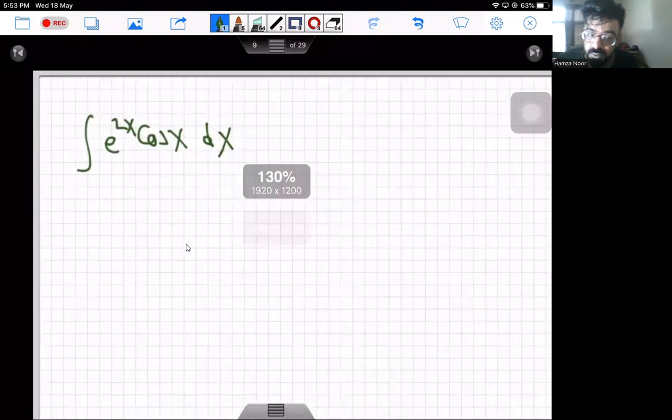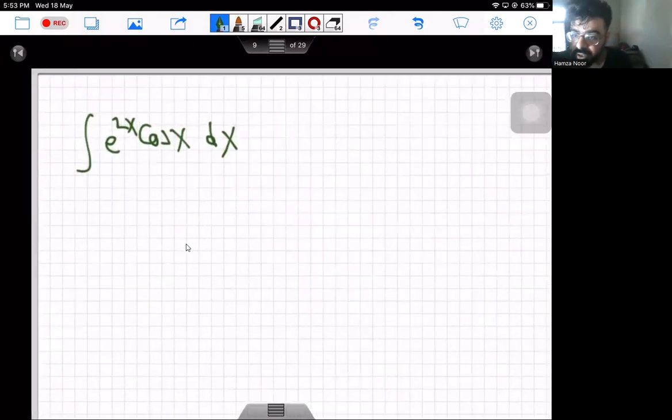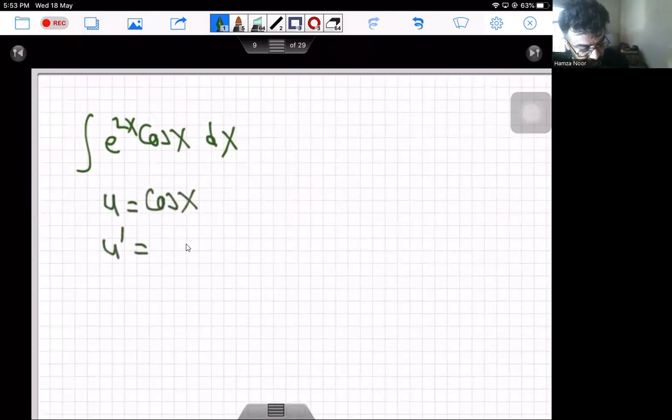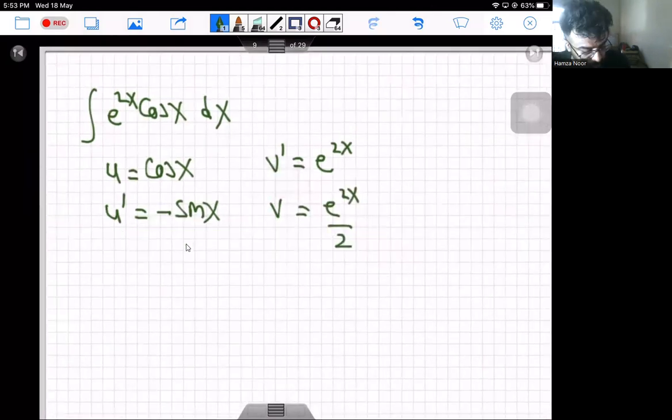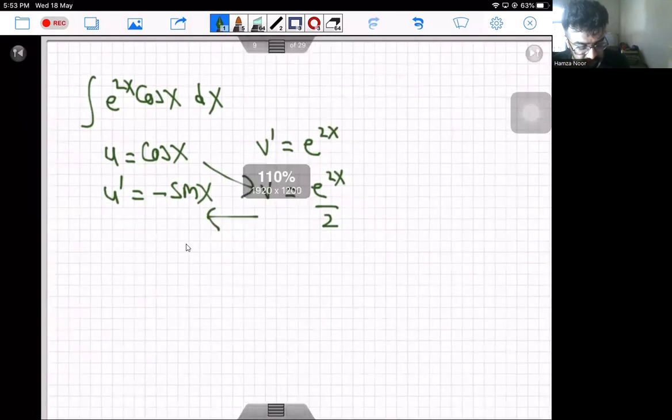So now again, we have to use integration by parts, and we are dealing with one exponential term and one trigonometric term. So according to the LATE rule sequence, u will be taken as cos x. So u dash is supposed to be minus sin x. V dash will be taken as e raised to the power 2x. So v is supposed to be e raised to the power 2x over 2. And the sequence is like this: uv minus integration of v u dash with respect to x.